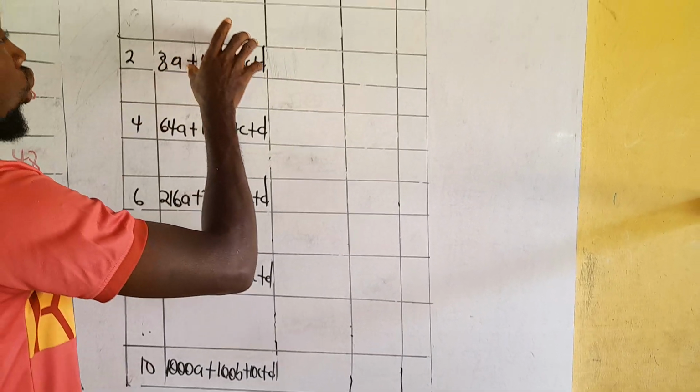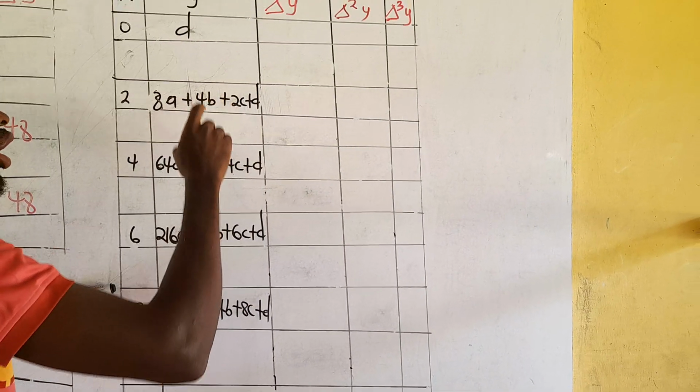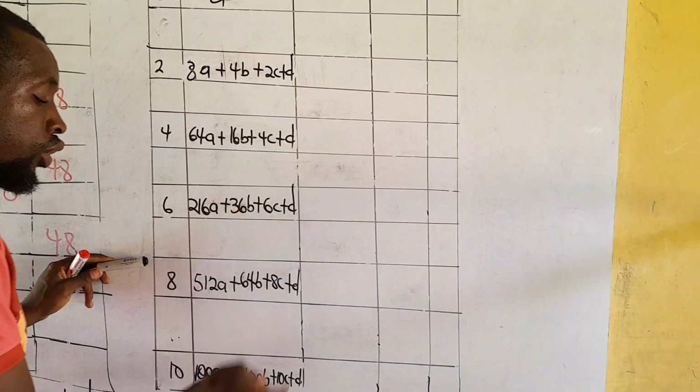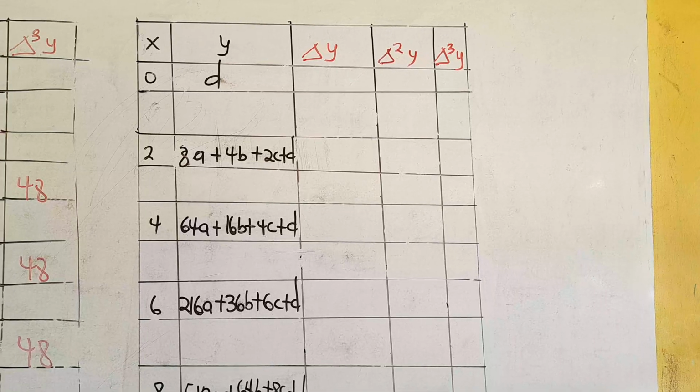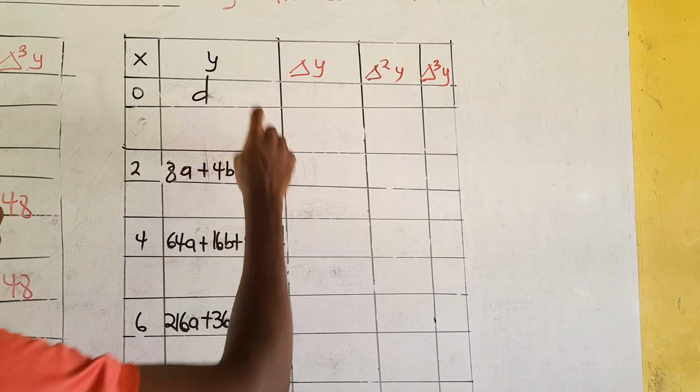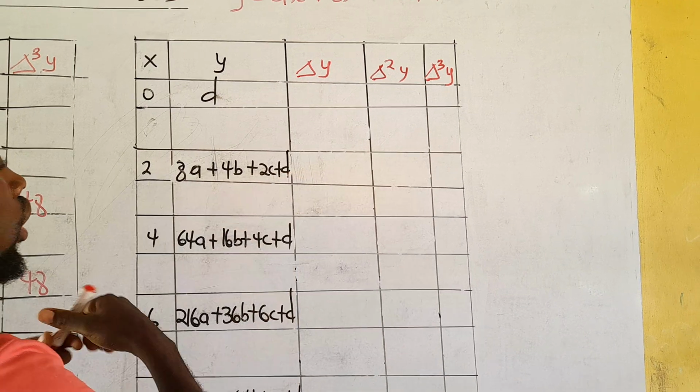Having gotten those values, we find the differences. We subtract this from this, this from this, this from that, this from this, and this from that. So we'll find our first difference. This is only d. We subtract it from this. We'll get a d out there.